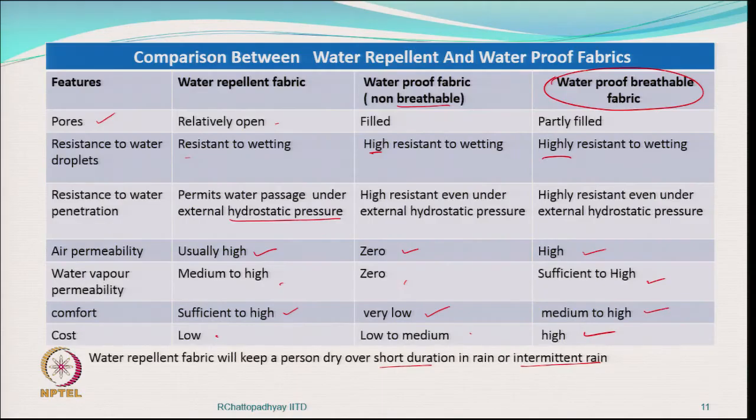So, therefore, water repellent fabric will keep a person dry over a short duration in rain or in intermittent rain. In that situation, water repellent fabric is good enough, because the advantage with this is that the cost is low. So, it is cheap. You may not need very high end fabrics.